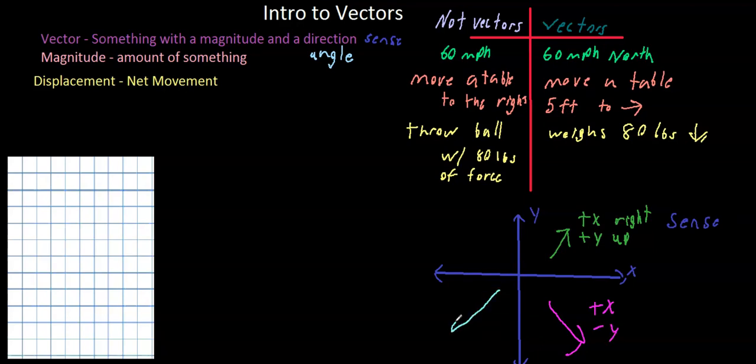We can try a different color. We can go this way, and now it's negative x and a negative y. And then we could do one more. We could say we're going this way, and that would be a positive y and a negative x. And that's essentially what a sense of direction is: just which way is it going. But with that, let's go ahead and look at an example of a vector.